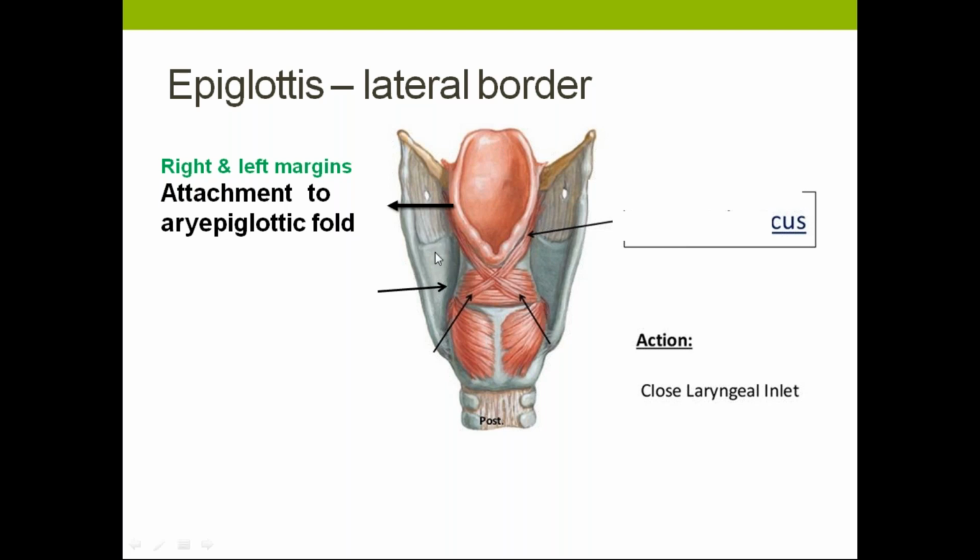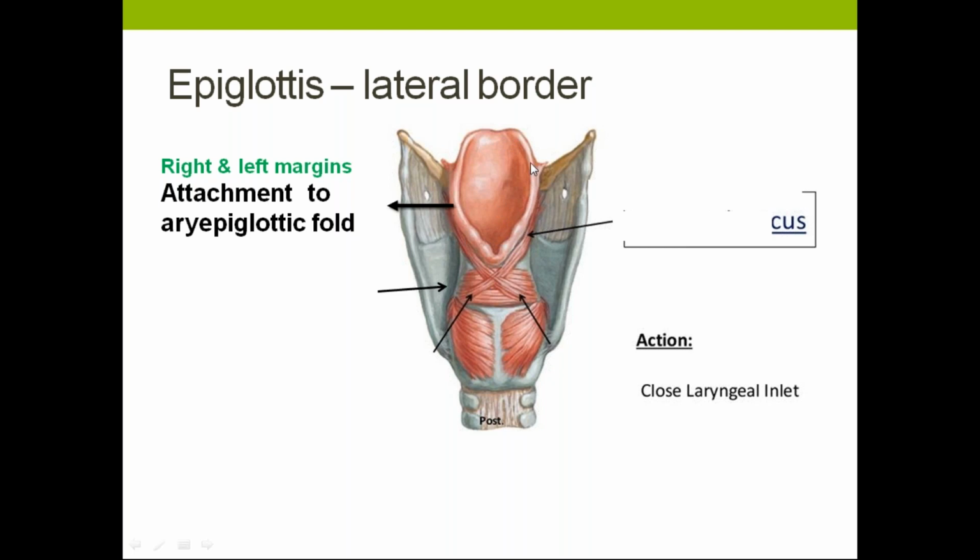You can see the thyroid cartilage. This is the epiglottis, hyoid bone. Okay, this is the lamina of the cricoid cartilage. Now see the right and left margin of the epiglottis. This is the upper end which is free, and this is the lateral margin.